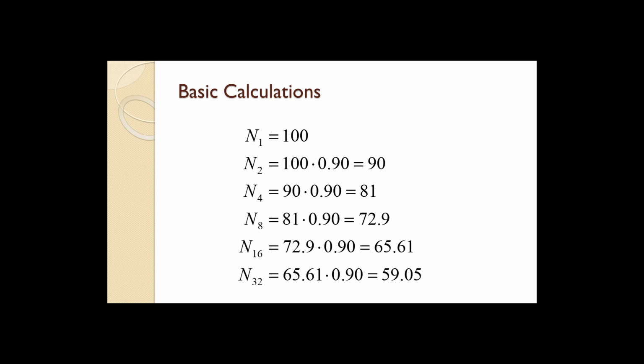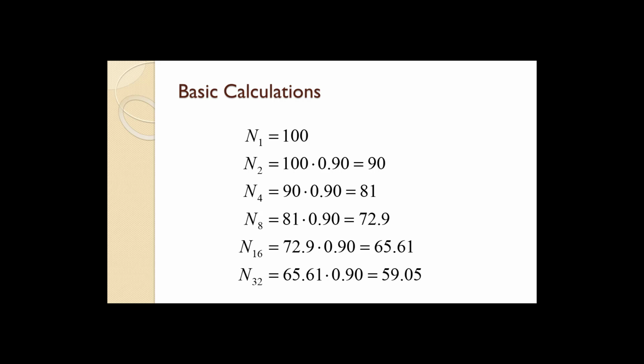Doubling to 2 units results in 100 times 0.9 equals 90 minutes. Doubling 2 to 4 units results in 90 times 0.9 equals 81 minutes. Doubling 4 to 8 units results in 81 times 0.9 equals 72.9. Doubling 8 to 16 results in 72.9 times 0.9 equals 65.61. Finally, doubling 16 to 32 units results in 65.61 times 0.9 equals 59.05 minutes.